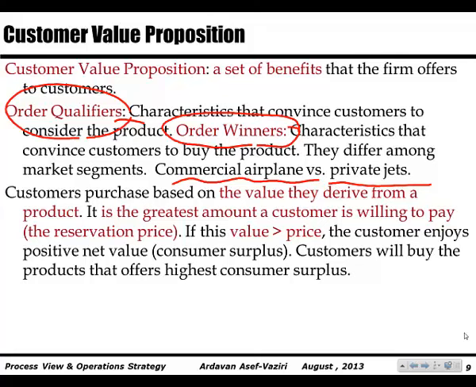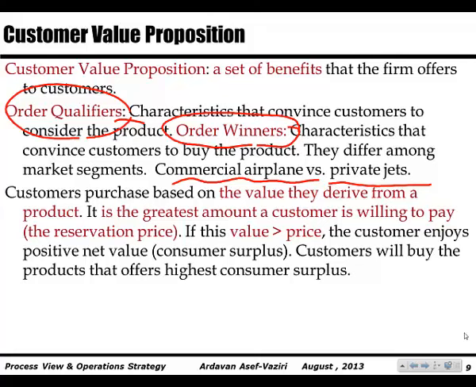Customers purchase based on the value that they derive from a product. That value is the greatest amount that a customer is willing to pay. If this value is greater than the price that we offer to the customer, they will buy it. Otherwise, they don't.